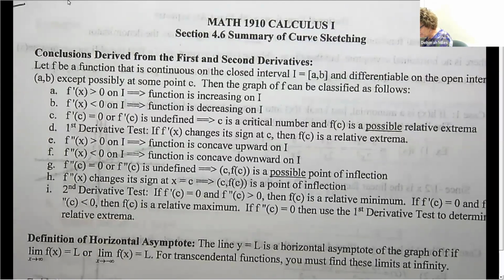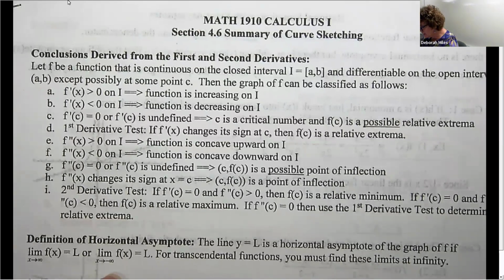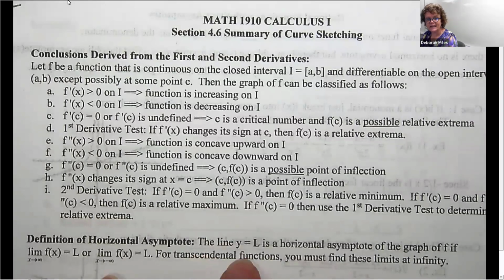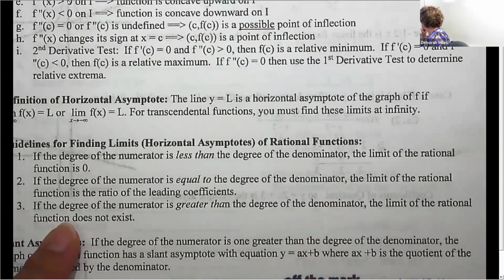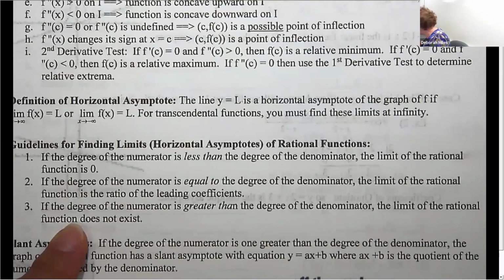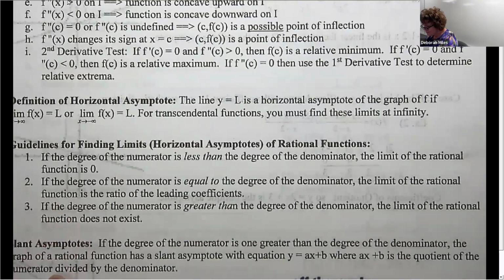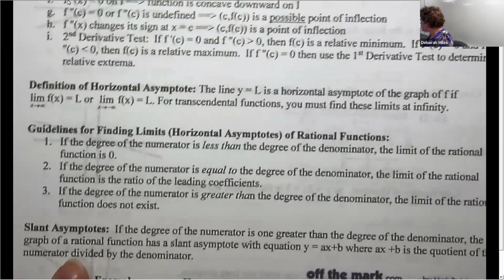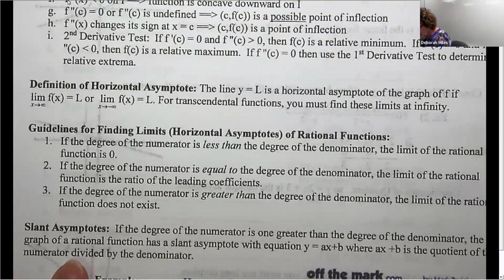And then the other things we may need: the definition of a horizontal asymptote is just the horizontal line y equals L if the y values approach L as your x's approach either infinity or negative infinity. And then the guidelines for horizontal asymptotes of rational functions, we talked about those yesterday, so they should be still pretty fresh on your brain. Slant asymptotes are not going to happen in our first few examples, so we'll talk more about them later.